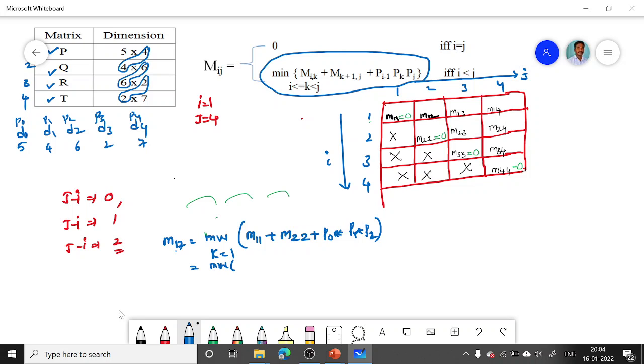So what is the value we are getting here? Minimum of M11. What is M11 value? 0 plus. What is M22 value? 0 plus. What is P0? 5 into. What is P1? 4 into. What is P2? 6. Nothing but 5 into 4, 20. 20 into 6, 120. So here we are getting the value 120. Is it clear?